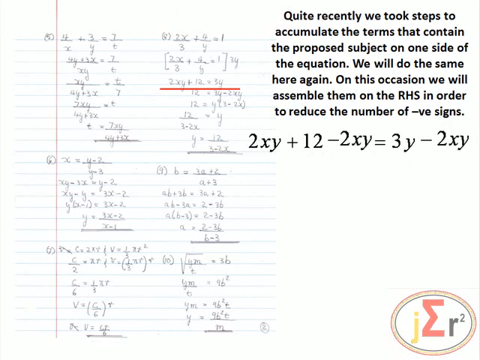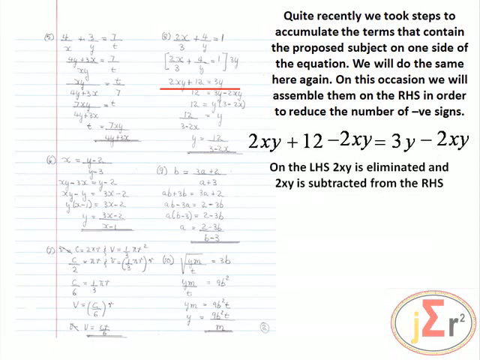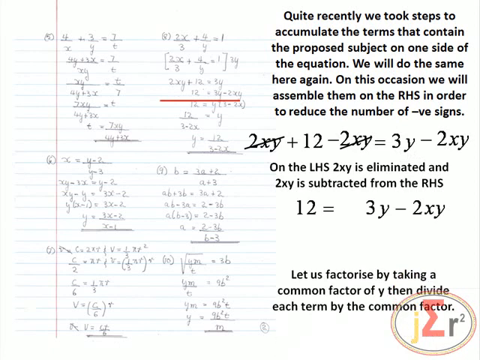And what do we know that will follow? On the left hand side, 2xy is eliminated and 2xy is subtracted from the right hand side. So in our next step, all we have is 12 on that left hand side, and on the right hand side we will have 3y minus 2xy. And what do we do now?